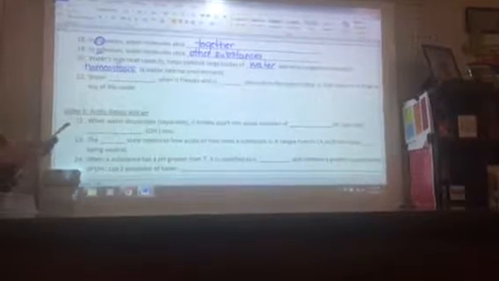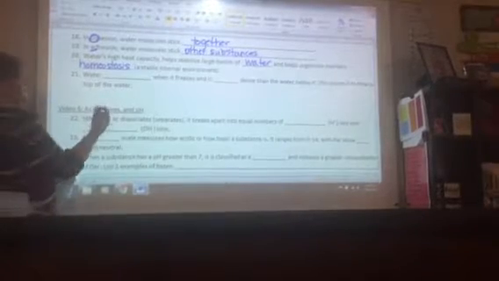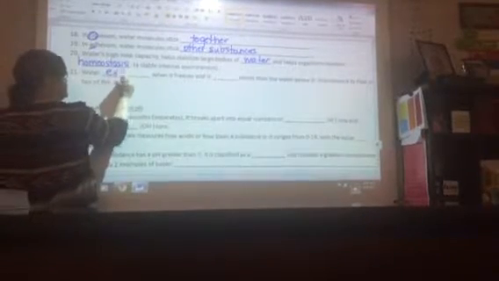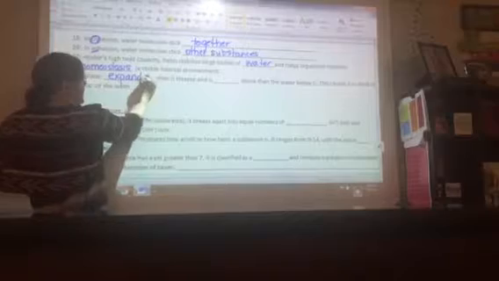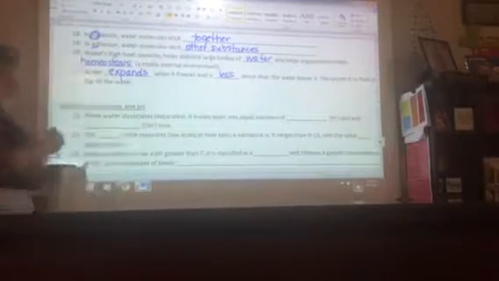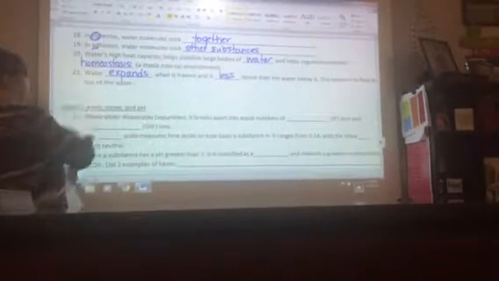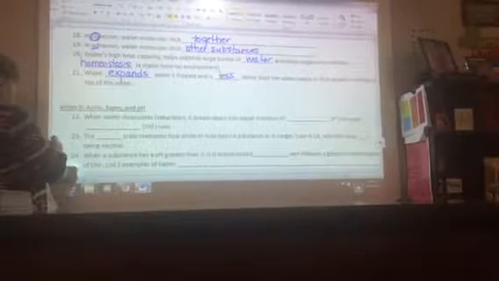Okay, what happens to water when it freezes? It expands. And it is less dense than the water below it. That's why it floats when it freezes. So this causes it to float on top of the water.